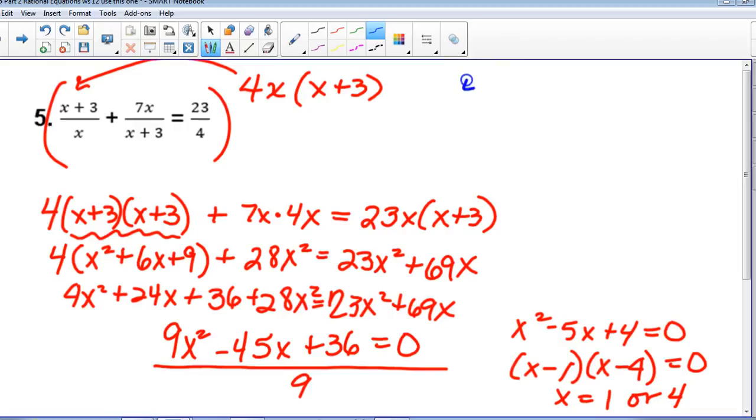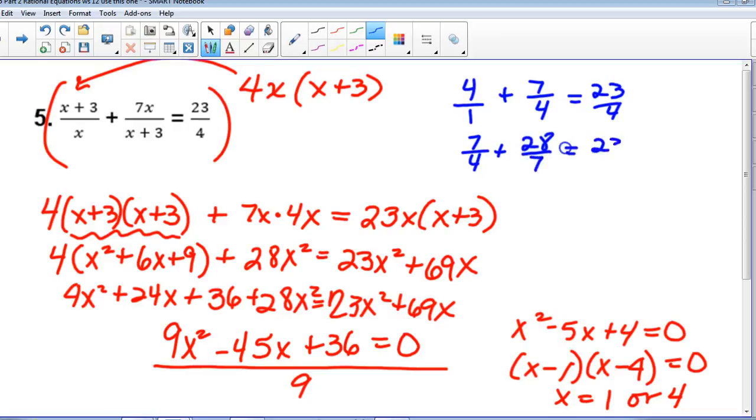If I put a 1 in, I get 4 over 1 plus 7 over 4 equals 23 over 4. Somebody type that and make sure you get the same decimal left side and right side. 4, 1 and 3/4 will be 5 and 3/4. That seems right to me. Okay, put in a 4 and we get 7 over 4 plus 28 over 7, which is the same thing as the first one, right? Because 28 over 7 is 4, so if the first one works, second one works, we're all good. It works, I promise.